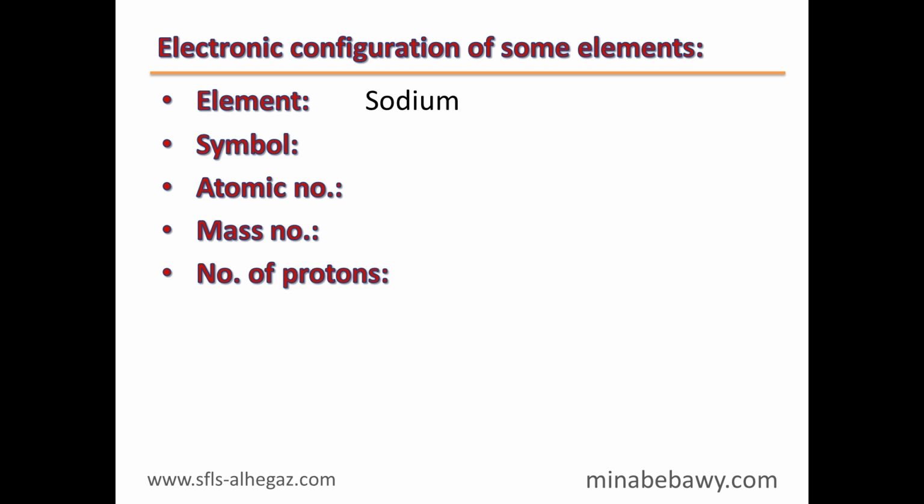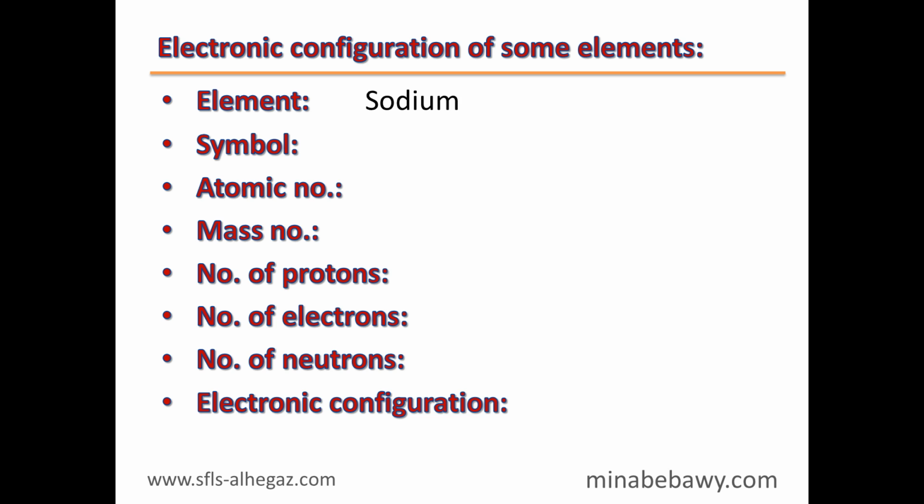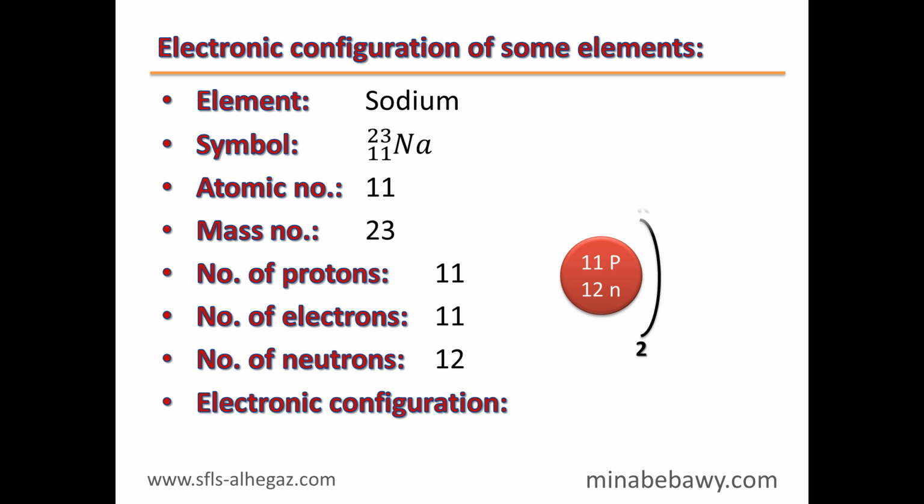The next element is sodium, and the symbol of sodium is taken from its Latin name. So the symbol of sodium is Na. Its atomic number is 11, mass number is 23, number of protons is equal to atomic number, 11, number of electrons is equal to atomic number, equal to number of protons, 11, number of neutrons equals mass number minus atomic number, equals 12. Electronic configuration for sodium atom.